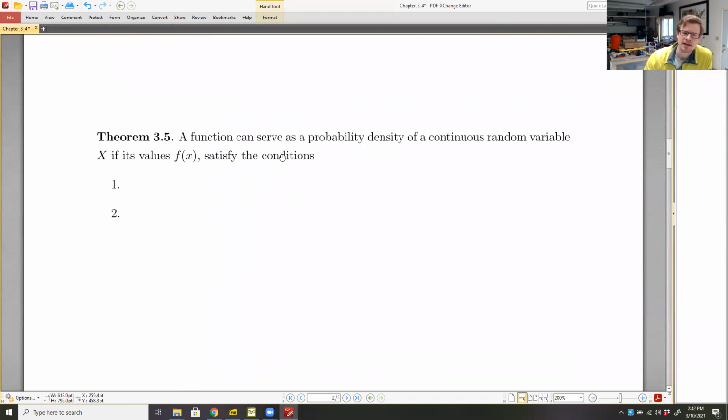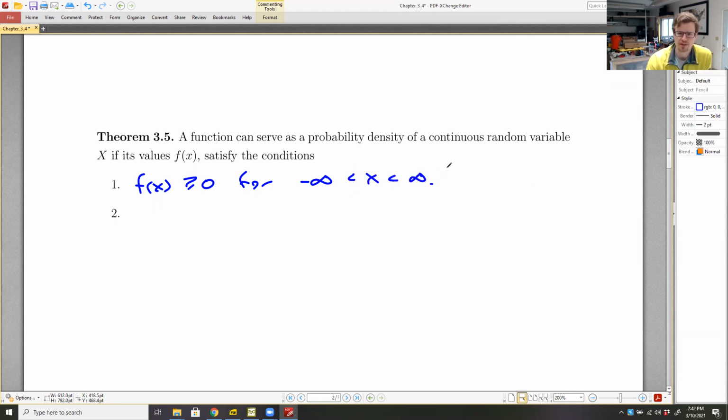And then a theorem similar to what we saw in section 3.2: what kind of functions can serve as probability density functions? Well, it can serve as long as two conditions are satisfied. The first being that the function values are greater than or equal to 0 for x values between negative infinity and positive infinity. So it's non-negative, all right?